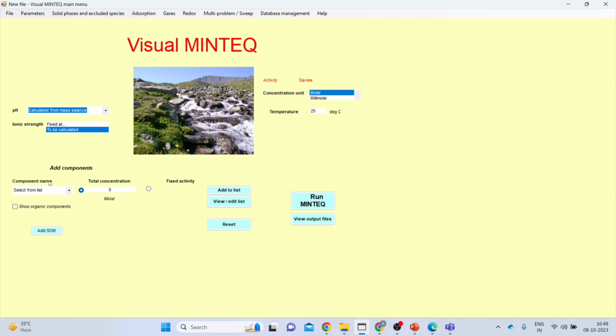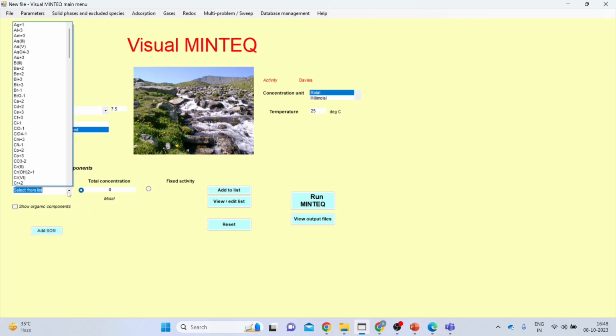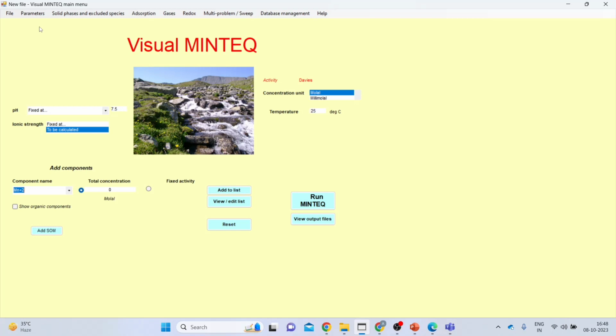So this is the Mintek interface. We have been given pH as 7.5, so we will fix the pH at 7.5. We have been given manganese at 10 raised to minus 5.